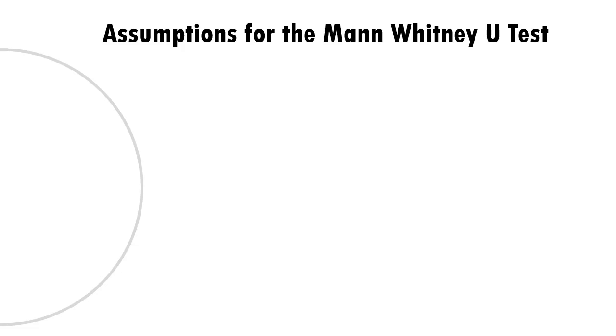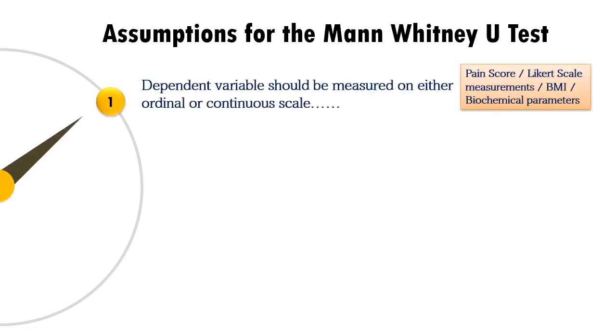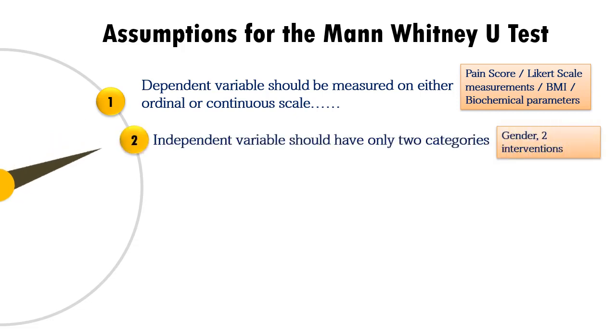Let's see the assumptions for Mann-Whitney U-test. The first assumption is that the dependent variable should be measured either on ordinal or continuous scale. Examples of these type of variable could be pain score, Likert scale measurements, BMI or any biochemical parameters. The second assumption is the independent variable should have only two categories.